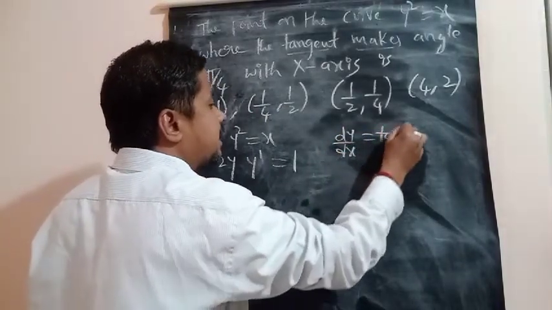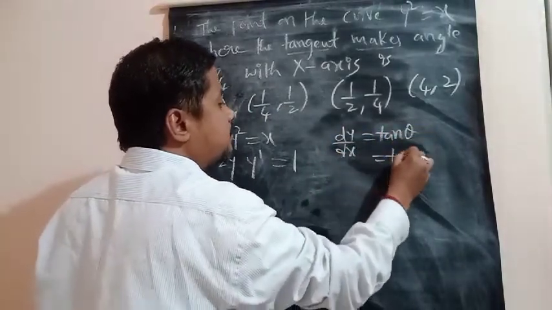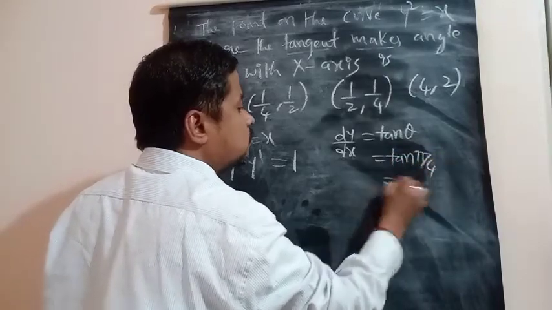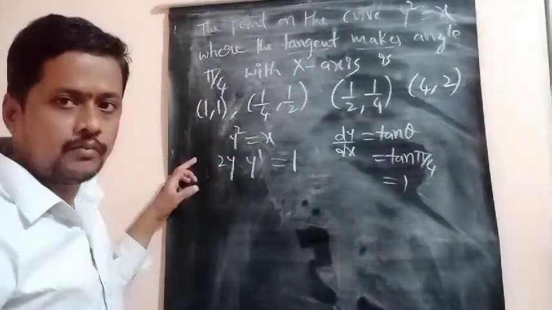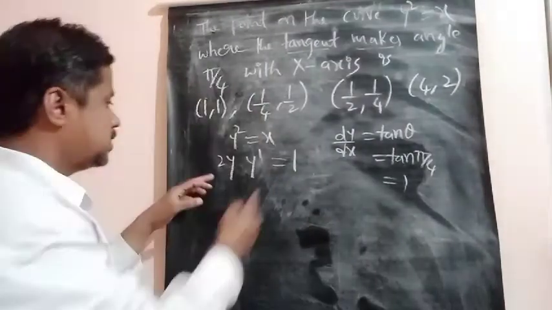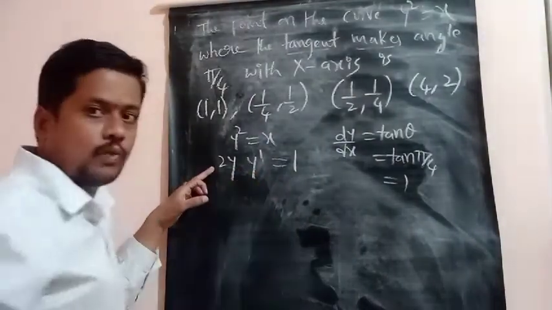One formula is there. Tan theta means tan 45 degrees, tan pi by 4. Tan pi by 4 is equal to what? 1. So one value is there. Tan 45 degrees is equal to 1. Substitute here. y dash is equal to 1.